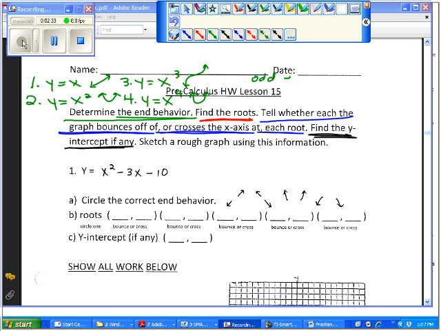If there is an odd exponent, then the end behavior is going to be an up and down situation. If the exponent is odd, one wing points up and one wing points down. Now, that's if it's odd and positive.